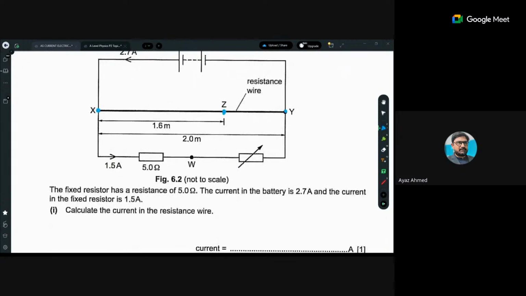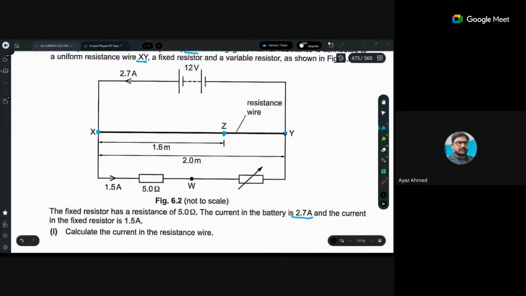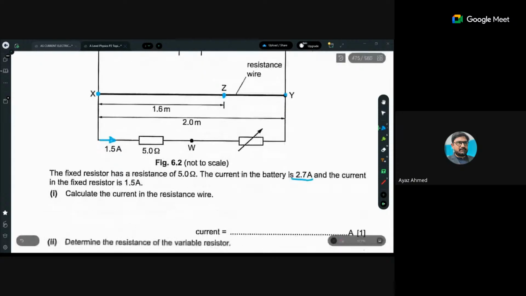The fixed resistor has a resistance of 5 ohm, and the current in the battery is 2.7 ampere. Current is given to you, 2.7 ampere. In the fixed resistor it is 1.5 ampere. Here is the current, 1.5 ampere. Calculate the current in the resistor Y. So what we have to calculate? We have to calculate the current in resistor Y.